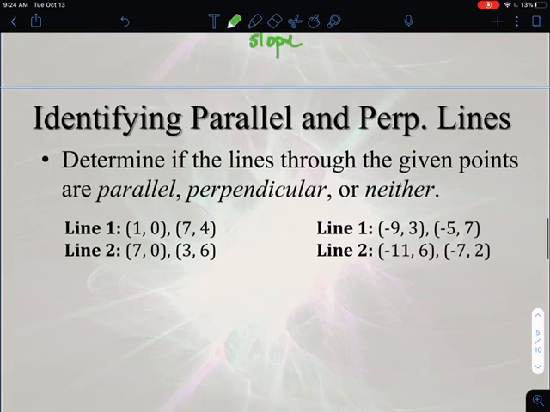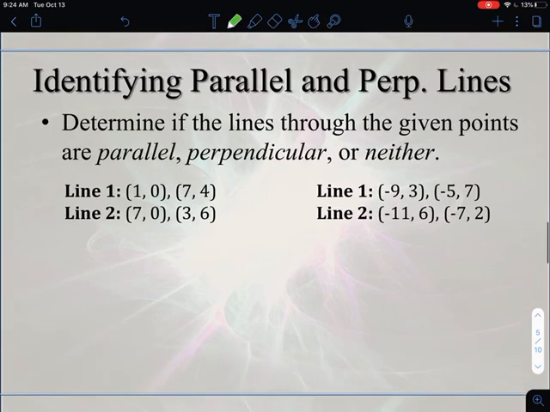So, again, we're still going to be identifying parallel and perpendicular, but now we might use different formats to calculate slope and determine what's going on. It says here, determine if the lines are parallel, perpendicular, or neither. Now, if I don't get exactly the same slope, or if I don't get opposite reciprocal slopes, then those two lines aren't either of the parallel or perpendicular variety.